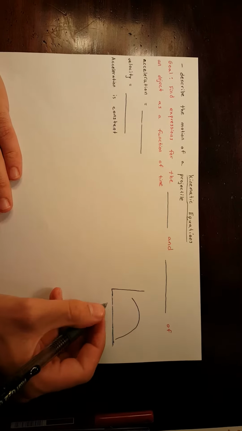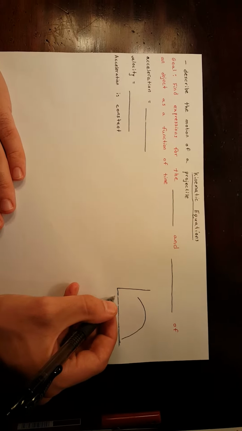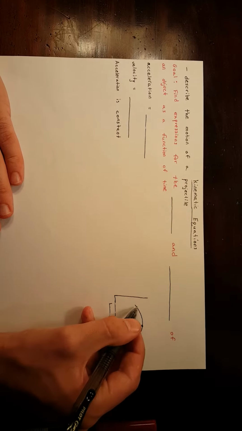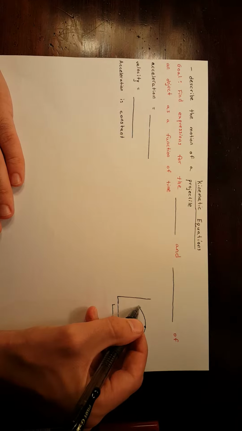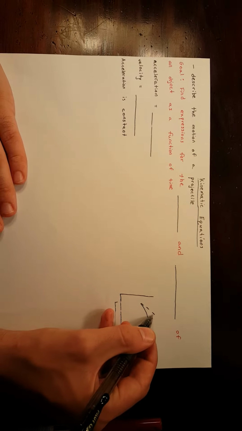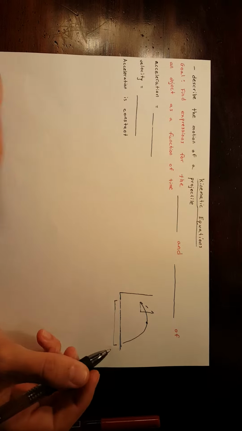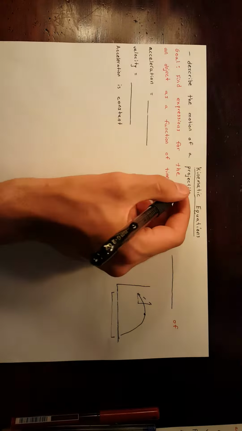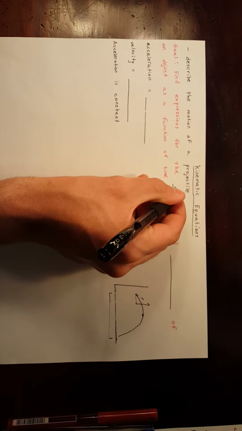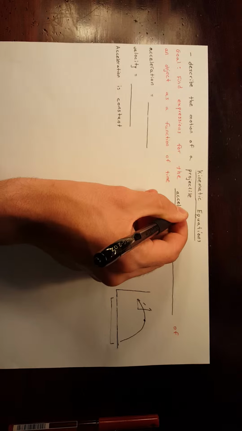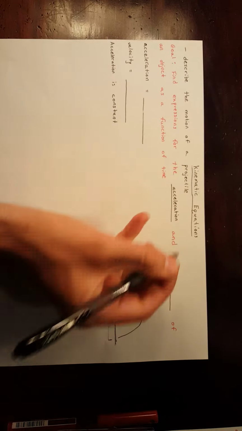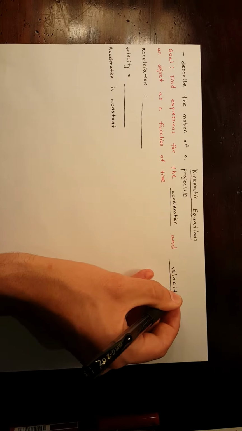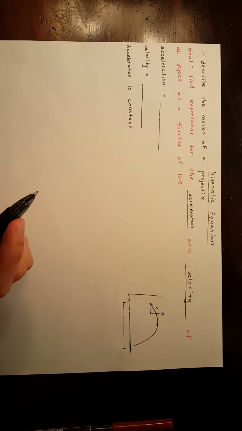So something that the kinematic equations describe, you can learn things like how far the ball goes, the maximum height of the ball, and you can determine all of this from the initial velocity and the initial angle that the ball is thrown. So what we're going to do in this video is find expressions for the acceleration and the velocity of the ball or the object as a function of time.